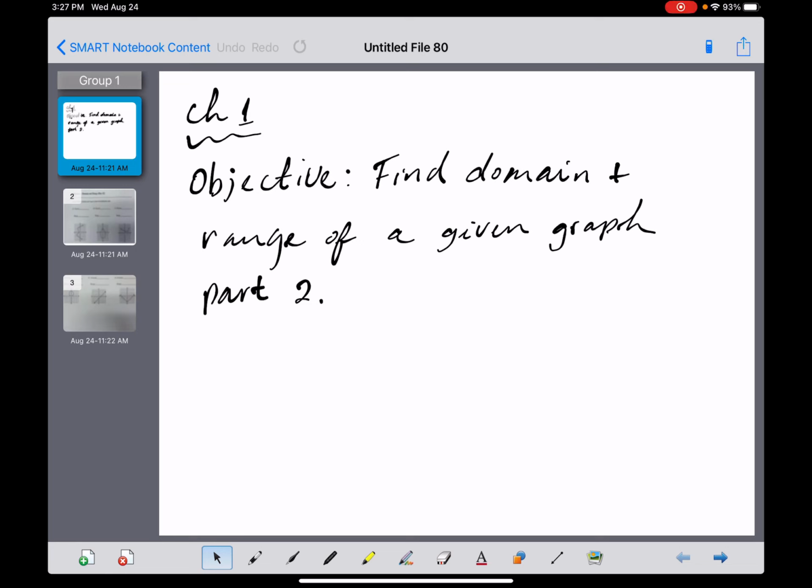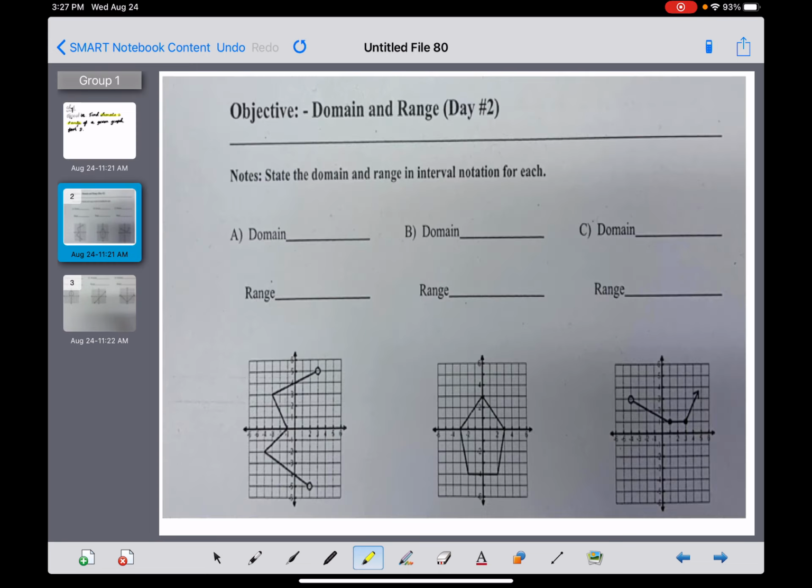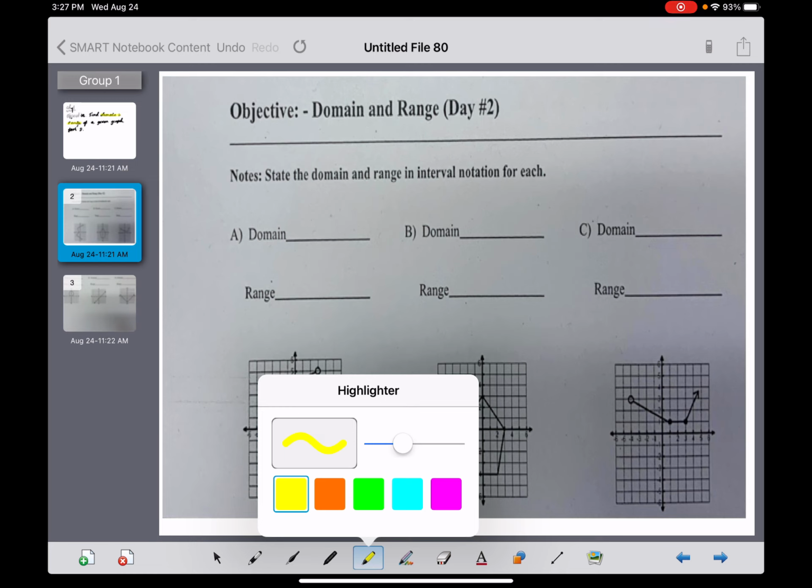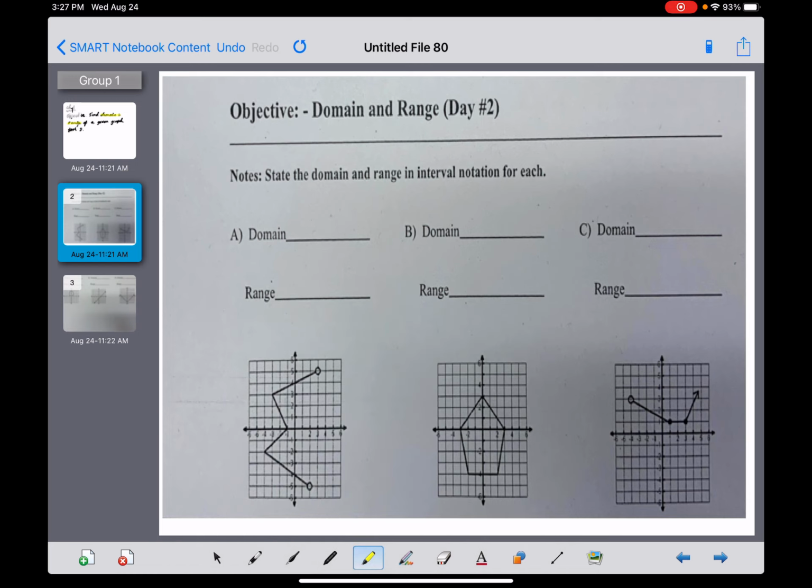Okay guys, in today's lesson, we're going to go over how to find the domain and range of a given graph, okay? So let's look at the first graph right here. In the other lessons, I showed you how to find domain and range, but today one of the graphs is going to be different, okay? So let's look at this one right here. This is part A and B, kind of like a review.